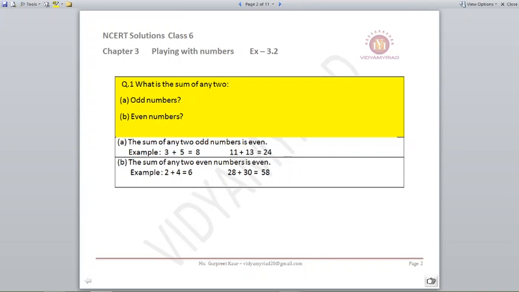Now let's take two even numbers and add them together. 2 plus 4 is 6. 28 plus 30 gives us 58. So the sum of any two even numbers is also even. Try to take examples. You can take any examples, whatever you feel like, and with the help of examples you can prove whether the answer is odd or even.